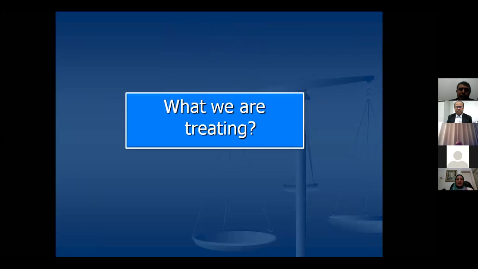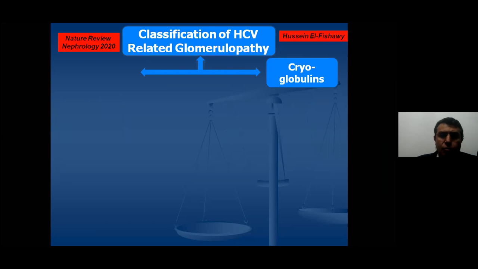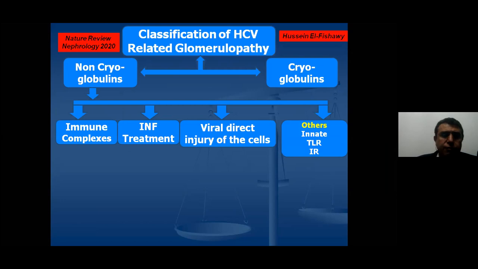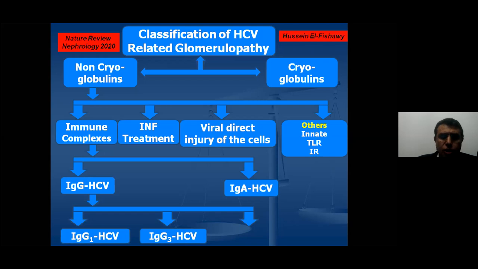So to understand what we are treating, this is my opinion on how hepatitis C virus-related nephropathy should be classified: either cryoglobulins or non-cryoglobulins. Causes other than cryoglobulins may be innate immunity, toll-like receptor, insulin resistance, direct viral injury of the cells, interferon treatment itself, or immune complexes. The immune complexes may be IgA hepatitis C virus, or IgG hepatitis C virus. IgG hepatitis C virus may be IgG1 or IgG3, or direct endothelial antibodies.